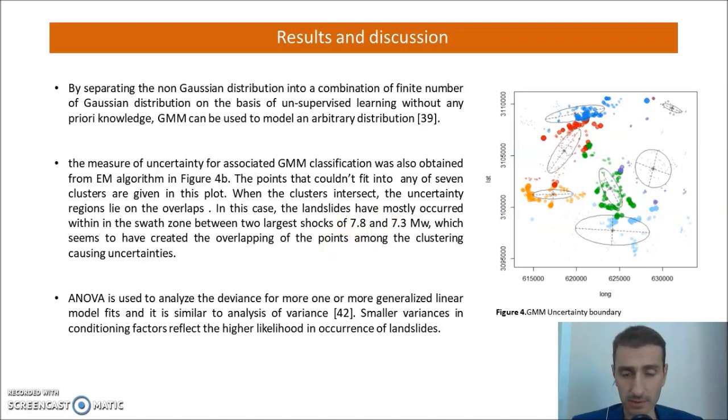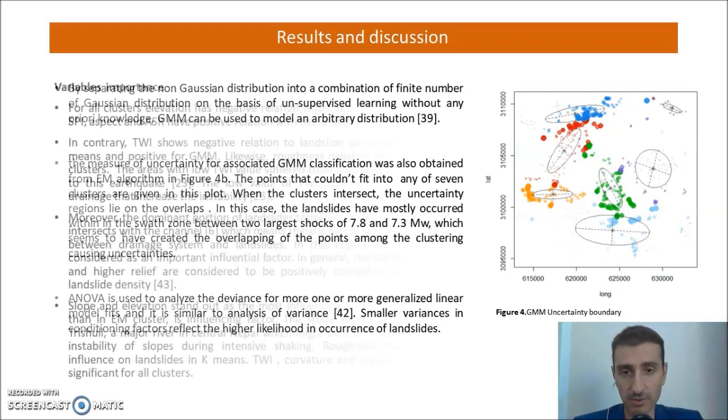Finally, after we run the model, we have the ANOVA test. It will guide us to analyze the variance. A smaller variance in the conditioning factor reflects a higher likelihood of landslide occurrence. That's why we use the ANOVA here, to give us additional guidance within the logistic regression model.